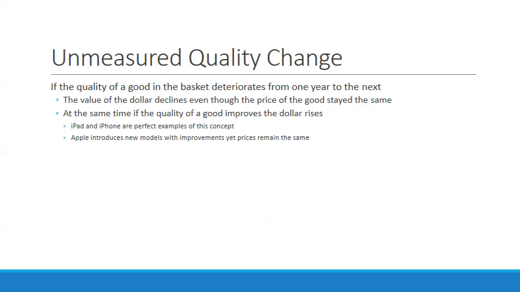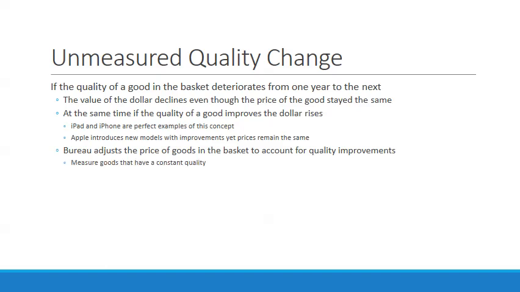So Apple introduces these new models with improvements, yet prices are never changing. And so the Bureau adjusts the price of goods in the basket to account for quality improvements. In its attempt, they try to measure goods that have a constant quality, for example, like a loaf of bread or a gallon of milk. But you can imagine quality change is very, very difficult to measure on an annual basis. And so estimates on price may be too high or too low, and thus inflation rates are affected.